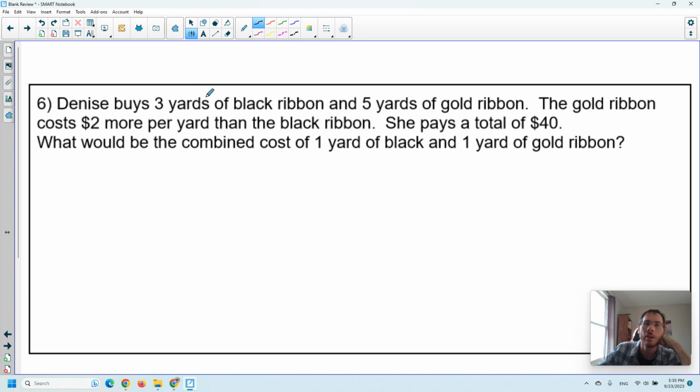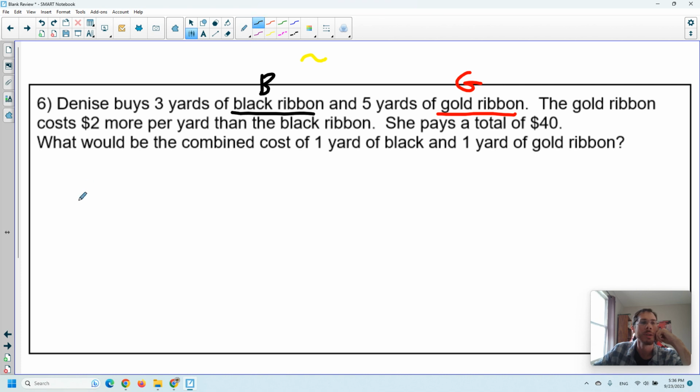So we know we're buying 3 yards of black and 5 yards of gold. So we want to come up with some good variables. I'm just going to be lazy and say black ribbon is going to be B. Makes sense for black. Gold ribbon, I don't know if I can use my gold. That doesn't look too good. We'll use red for gold, I guess. So our gold ribbon is going to be capital G. The only reason I'm not picking a lowercase letter is my B's kind of look like 6s. I'm hoping that doesn't look too much like an 8. We'll find out.